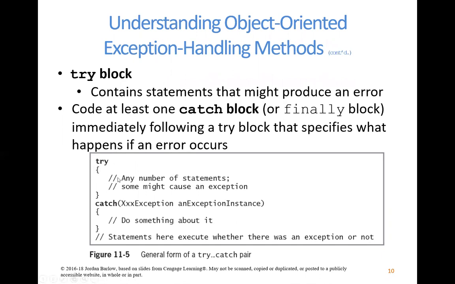You can put any number of statements inside of this try block. So just the keyword try, nothing in parentheses, and then curly braces, and any code that you want to try can go in there. And then directly after the braces, you have the catch keyword, and then you specify an exception. And inside those curly braces, you put what you want to happen if that exception occurs.